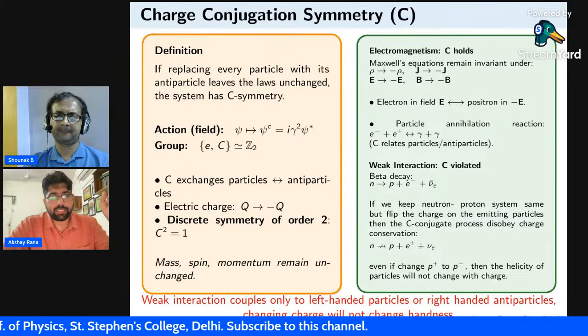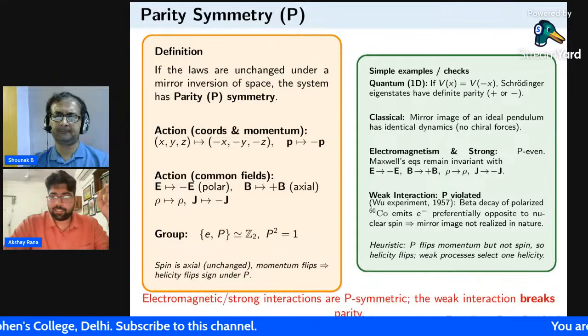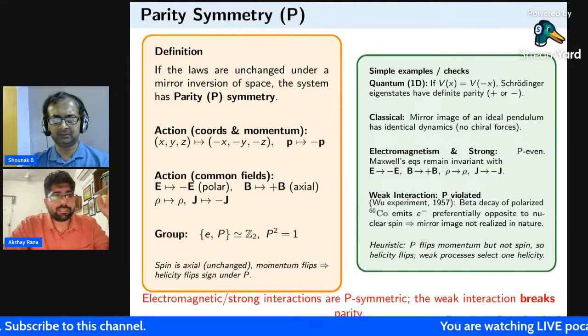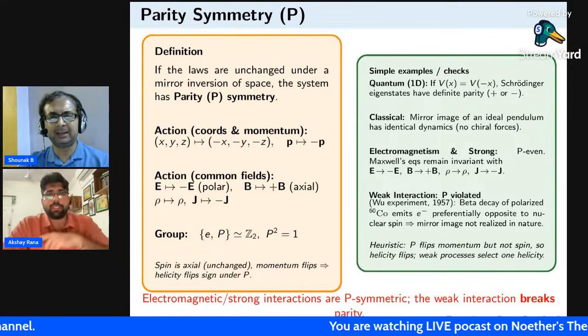Here you can notice on the left-hand side, is my cursor visible? My cursor, sir? Yeah, visible. Sir, may I interrupt?